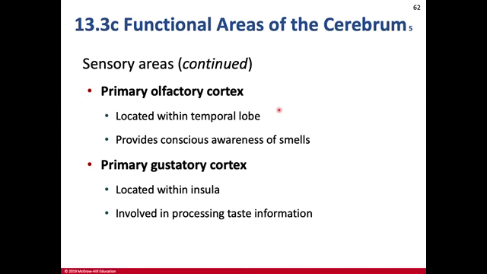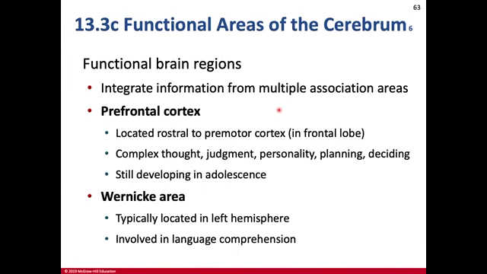The primary olfactory cortex is also in the temporal lobe and provides conscious awareness of smell. And it's the only sense that doesn't go through the thalamus on its way to the cerebral cortex. And the primary gustatory cortex is in the insula and provides information about taste, which is actually a combination of both our gustatory cortex information and our olfactory cortex information.